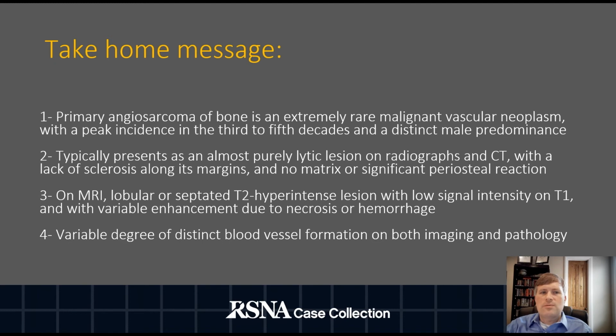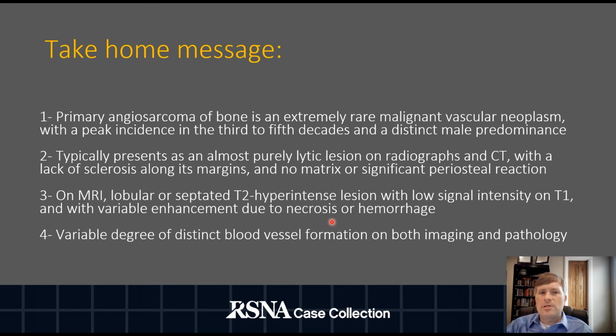The take-home messages from this case are that primary angiosarcoma of the bone is an extremely rare malignant vascular neoplasm with a peak incidence in the 3rd to 5th decades of life and a distinct male predominance. It typically presents as an almost purely lytic lesion on radiographs and CT, with a lack of sclerosis along its margins and no internal matrix or significant periosteal reaction.